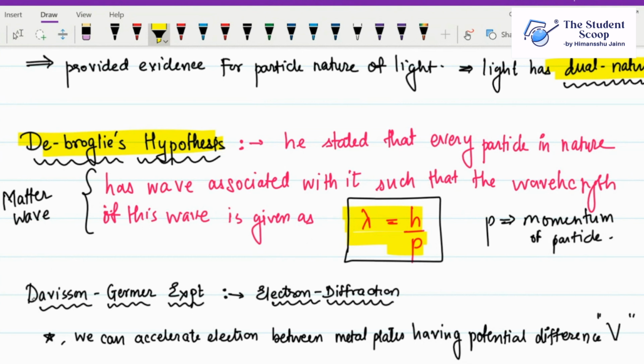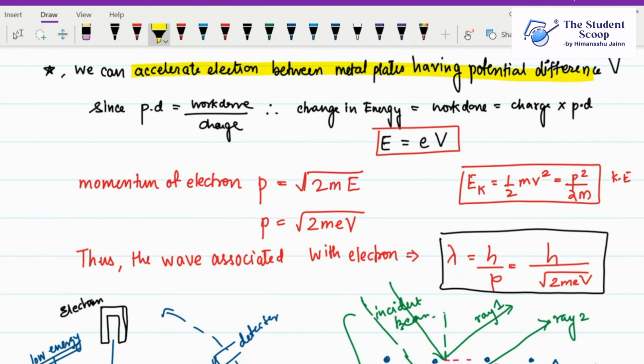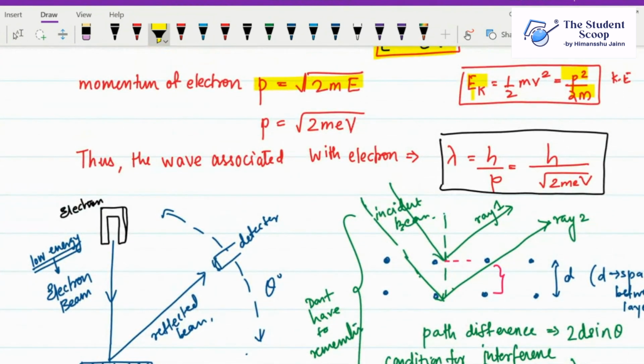Now, to test this, there was an experiment called the diffraction experiment, where electron diffraction was observed. Basically, they accelerated electrons between metal plates with a potential difference V. The potential difference is work done upon charge, so the change in energy is eV. Momentum is given by, it is actually p square by 2m, but we can rearrange this to get p equal to root of 2meV, because the change in energy for the electron is equal to the electron volts. Thus the wave associated with the electron is given by lambda equal to h by p. So all we need is to substitute what p is, and we get this relationship.